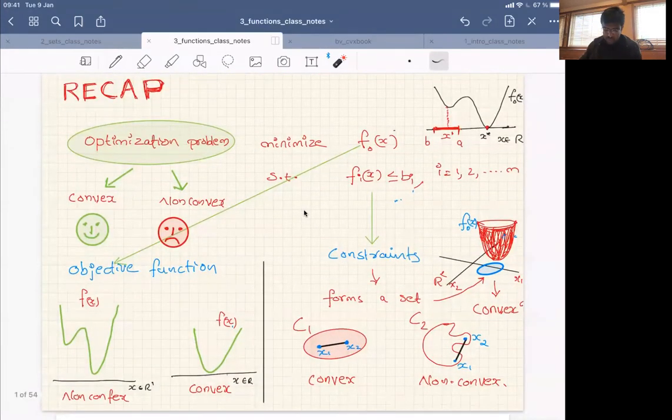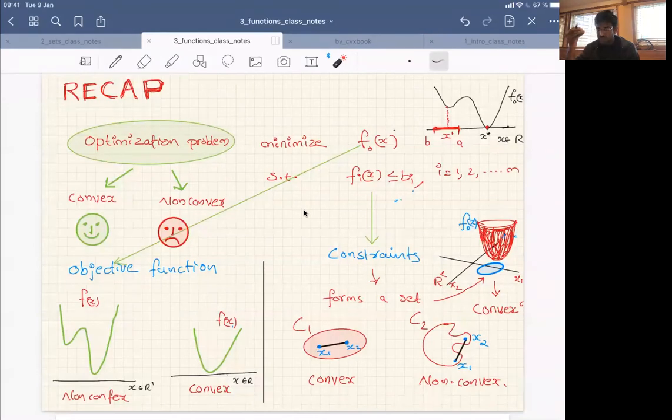So a quick recap, what we saw in the first class was the general framework of an optimization problem. Then we said that an optimization problem can be convex or non-convex. If it's convex, we are happy, right? And what we are learning now is how to identify whether an optimization problem is convex or not, right?